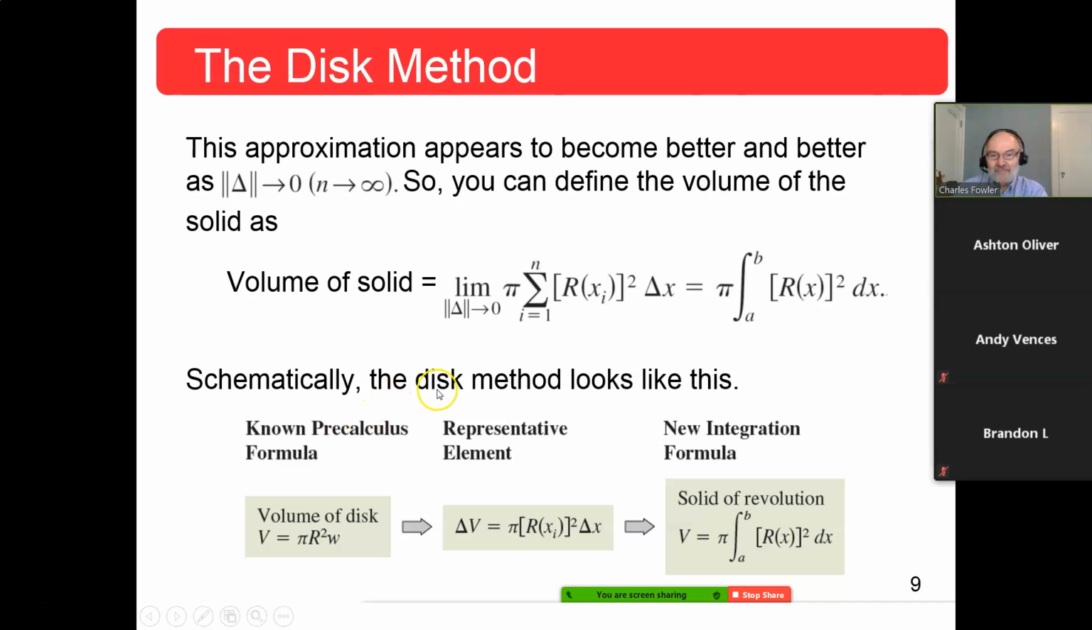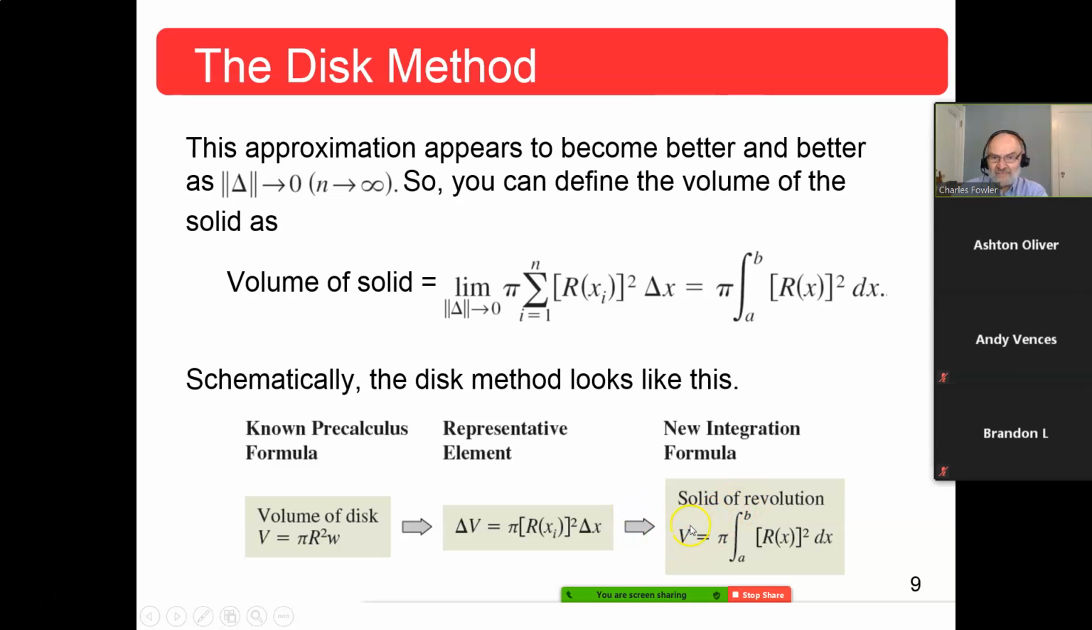So schematically, the disk method looks like this. Your known precalculus formula, that's the volume of a disk, pi r squared times w. Representative element, the delta V of one of those little disks, pi times capital R of x sub i squared. And a lot of our problem in the future is going to be calculating that, what that length is. Usually a difference between your upper curve and your axis. And then your delta x is just delta x, and that's it.